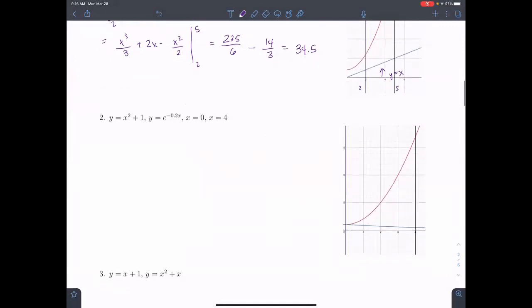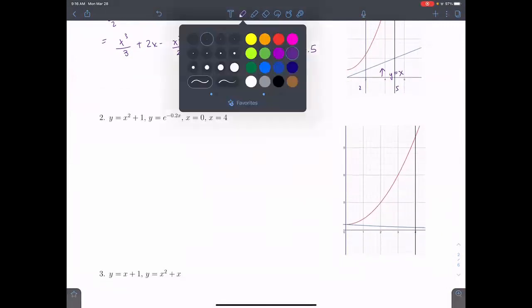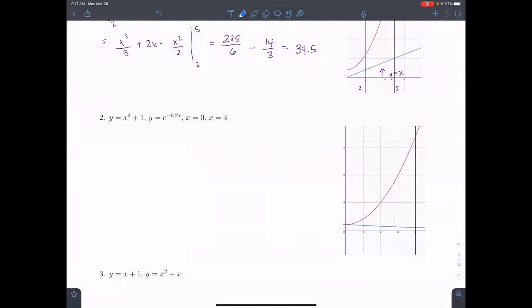All right, let's see here. Let's use a different color just to get some contrast happening. So it looks like the top function here is x squared plus 1, and the bottom function here is e to the negative 0.2x. So we have the integral from 0 to 4 of the top function minus the bottom function. We're going to do the integral from 0 to 4 of x squared plus 1 minus e to the negative 0.2x dx.